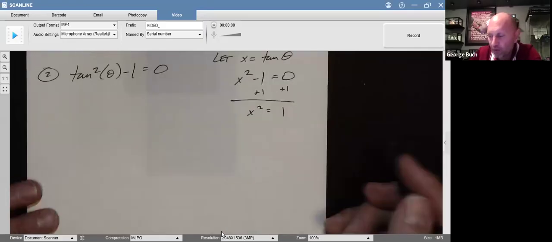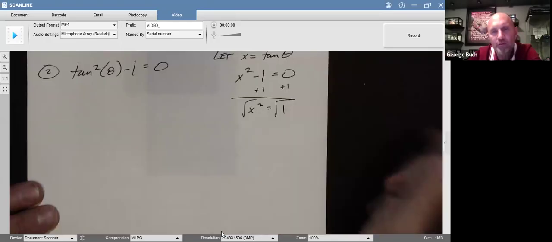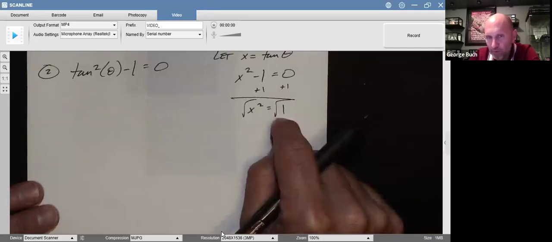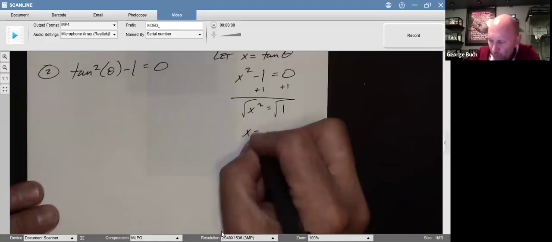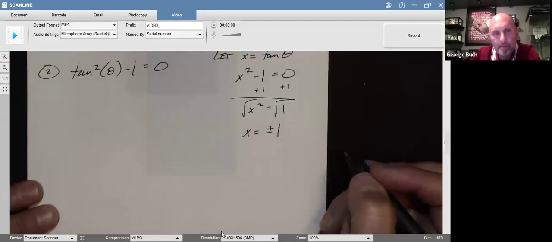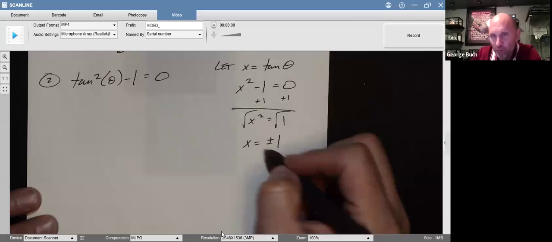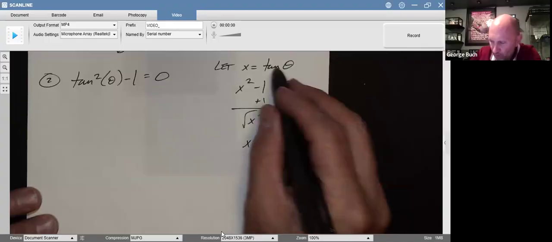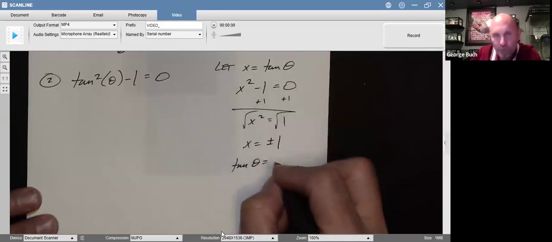And now to solve this, I take the square root, but what do we have to be careful of when I have a simple quadratic that's not so simple because everybody always messes it up? I have to say x is equal to plus or minus the square root of 1, which is 1. And now I'm not done because I didn't start with x. I put the x in. So put our tangent back. So this really means tangent of theta is plus or minus 1.